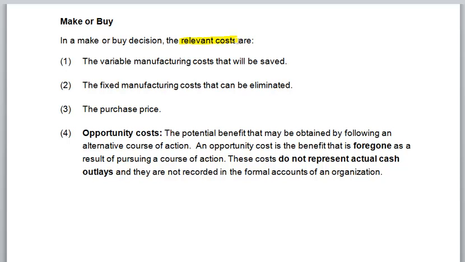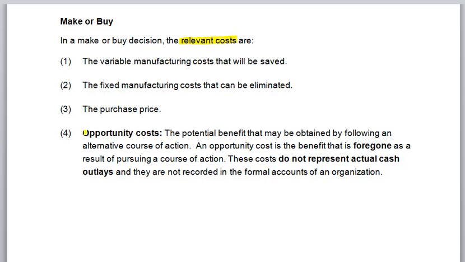Remember, only cost or revenue that's different between each decision becomes part of our analysis here. So the type of things that would differ would be variable manufacturing costs, because we could save from not producing our own product. The fixed manufacturing costs many times can be eliminated. The purchase price for purchasing it from the vendor, for buying it.